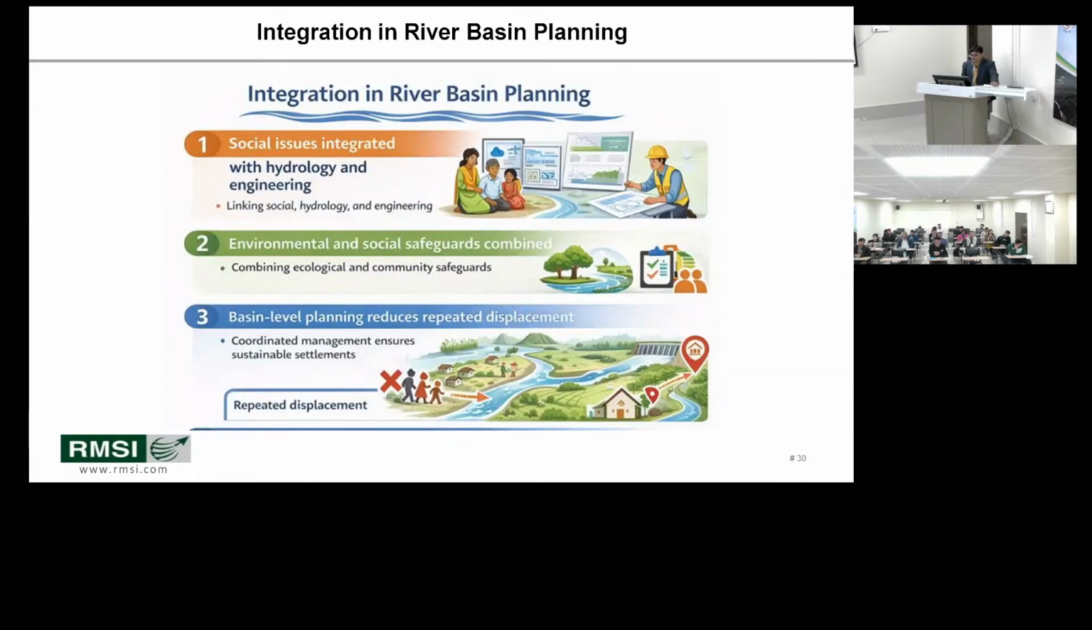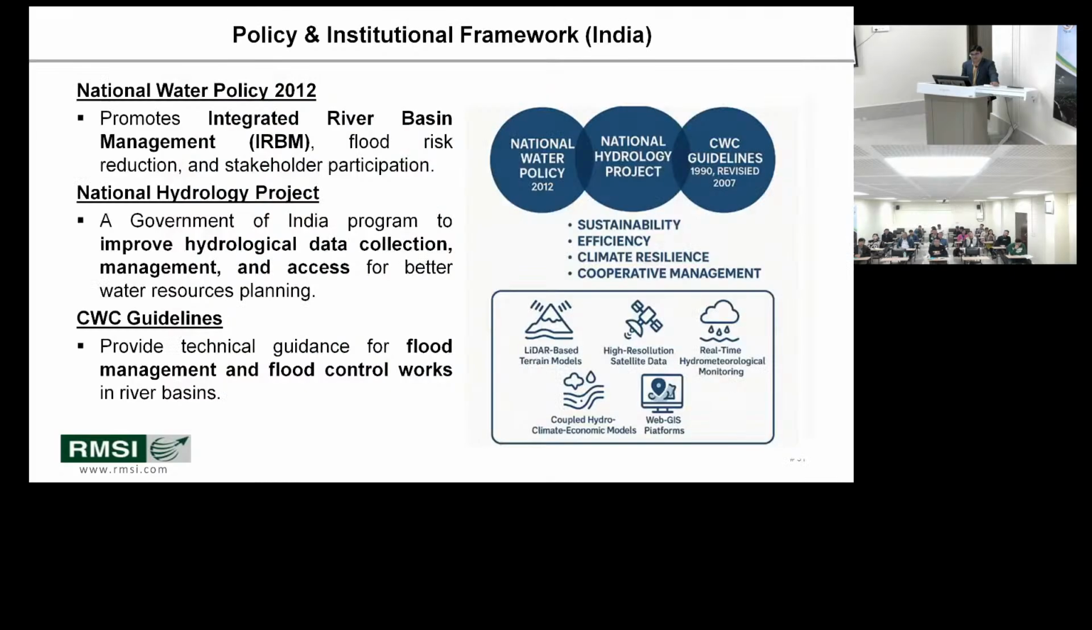So integration of river basin, social aspects, hydrology, environment, social safeguards, then basin planning, reduces repeated losses. These are the things we have already discussed in my presentation. On the institutional side, other than the department, there are some guidelines: National Water Policy, IWRM 2016, CWC 2007.